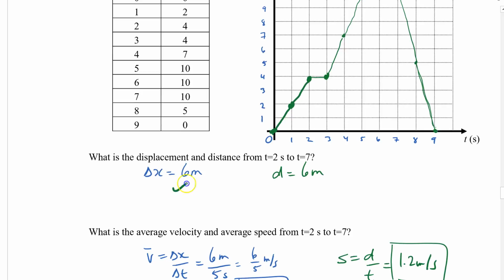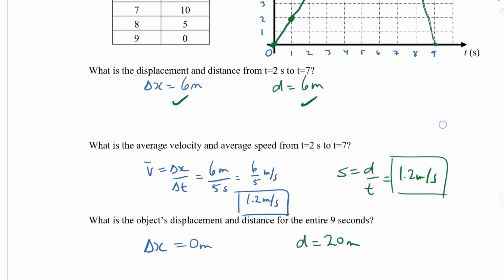Okay, so our displacement would have been 6 meters. My distance would be 6 meters, exactly the same. Not too surprisingly, then my average velocity and my average speed would be the same, because from 2 to 7 is 5 seconds. You're dividing both those by 5.